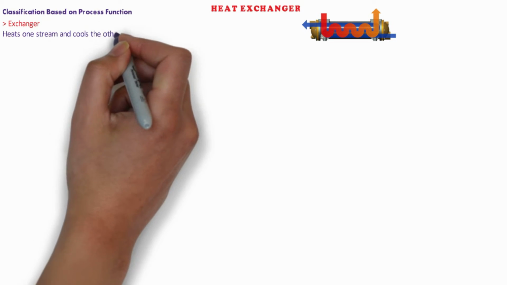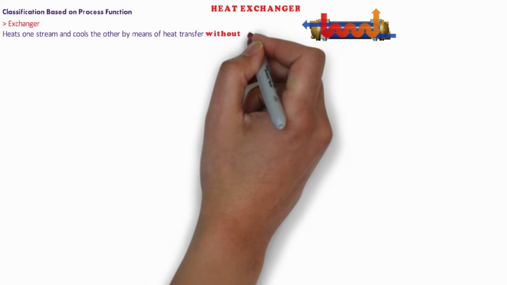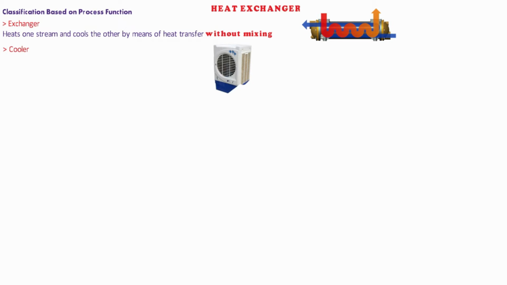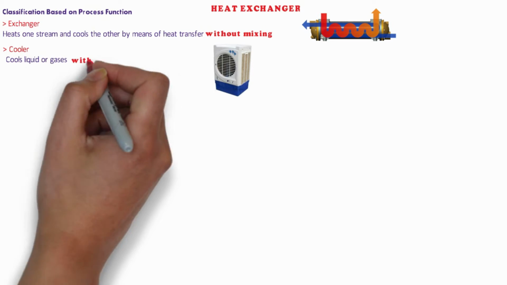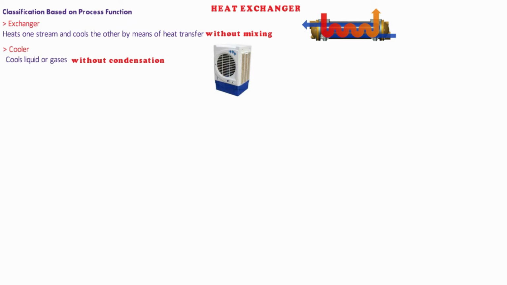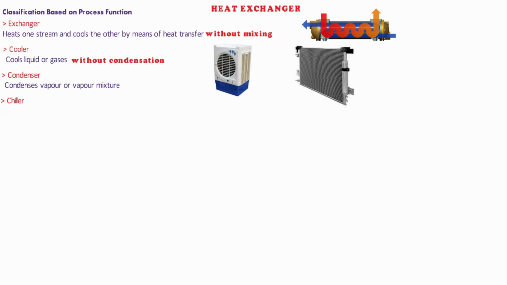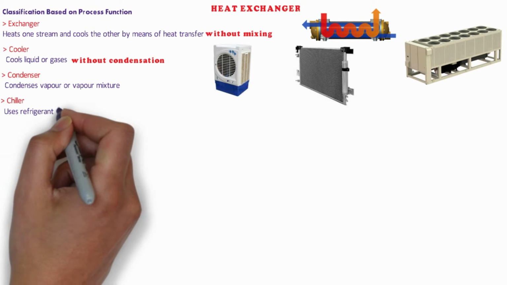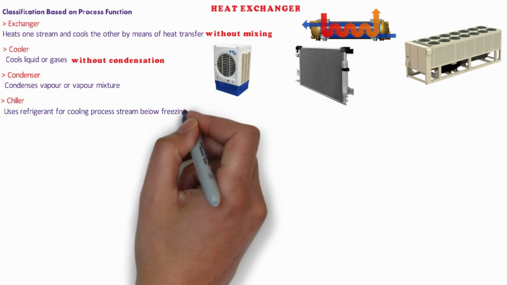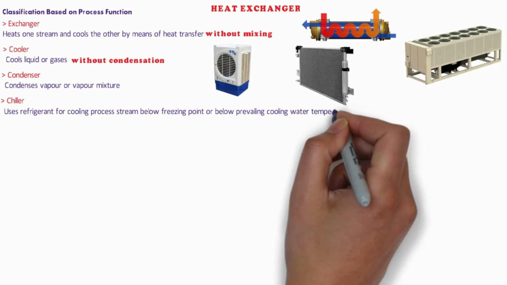Exchangers are most frequently classified by their process functions. Exchanger, which heats one stream and cools the other by means of heat transfer without mixing. Cooler, which cools liquids or gases without condensation. This concept also applies to intercoolers and aftercoolers. Condenser, which condenses vapor or vapor mixture. Chiller, which uses refrigerant for cooling a process stream below freezing point or below prevailing cooling water temperatures.